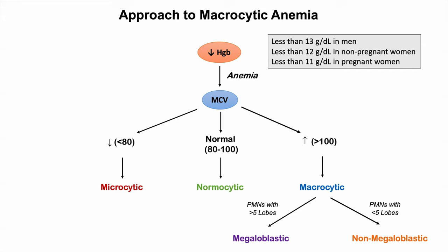I know that you might not know what these terms mean, but I'm going to talk more about these in the next slide. But this is a general, quick overview of the approach to macrocytic anemia. So what does all of this mean? What does megaloblastic and non-megaloblastic mean, and what are the differences between the two?